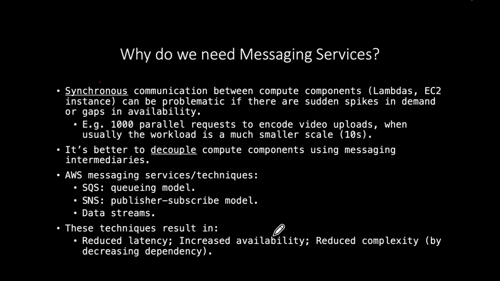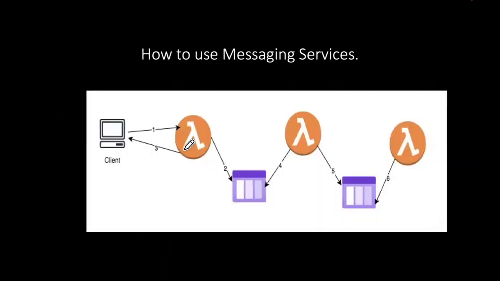Other advantages: reduced complexity. The reduced complexity is because we've broken up the overall functionality into three lambdas rather than having one large lambda. And also there's reduced complexity because in a way, there isn't tight coupling between these lambdas anymore. Yeah. So that's the big picture.